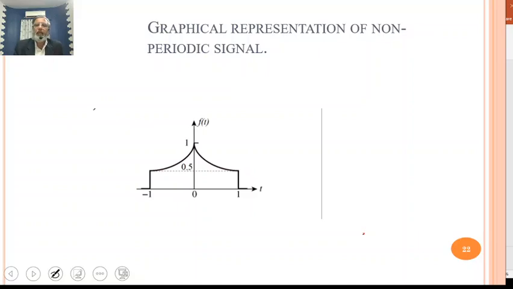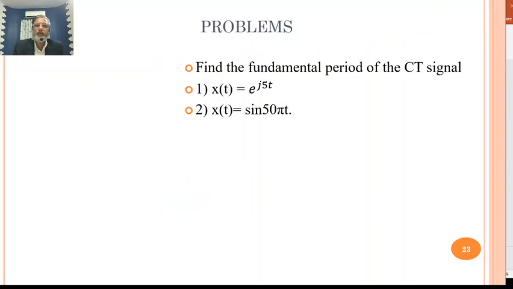Now this is the graphical representation of the non-periodic signal. The signal does not repeat, so it is called the non-periodic signal, because the signal exists from minus infinity to infinity, and the signal will never repeat. Now find the fundamental period of the continuous time signal. We know this basic relation: 2 pi f0 equals omega 0, and T0 equals 1 upon f0, which means the time period is the reciprocal of frequency.